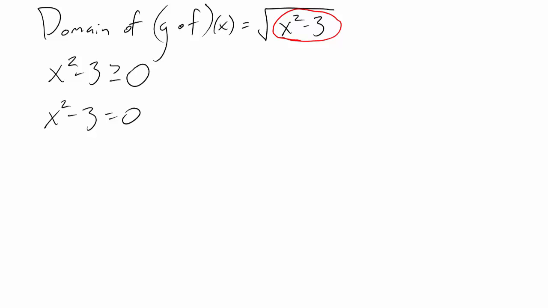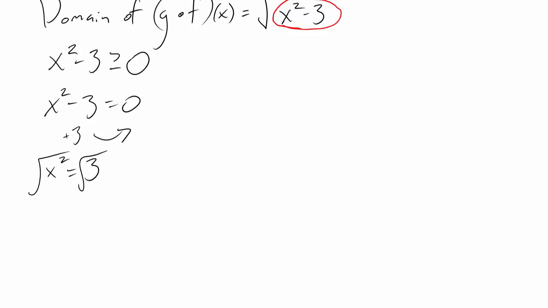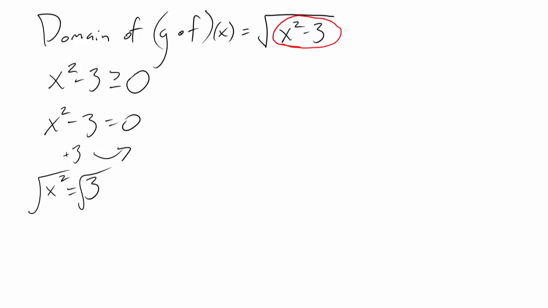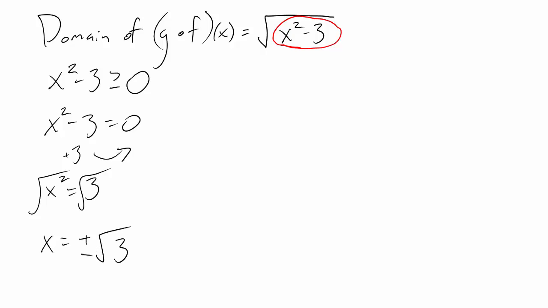Right, this is a pretty straightforward algebraic process here. We'll add that 3 over to the other side. So we have x squared equals positive 3. So then we want to take the square root of both sides, and that'll tell us that x is equal to plus or minus the square root of 3. Alright, so those are the places where that x squared minus 3 is equal to 0.